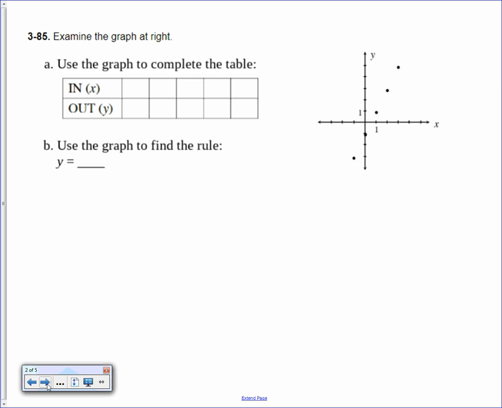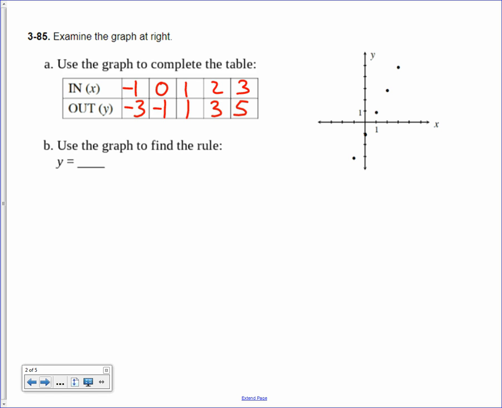Problem 85, it says examine the graph at right to complete the table. So I noticed that it started at -1 and the point went all the way out to +3. So I made my graph -1, 0, 1, 2, and 3. So at -1, it was at -3. At 0, it was at -1. 1, it was at +1. 2, it was at +3. And then 3, it was at +5.